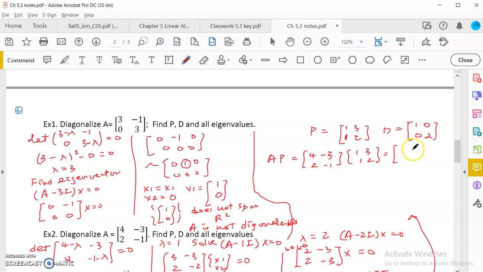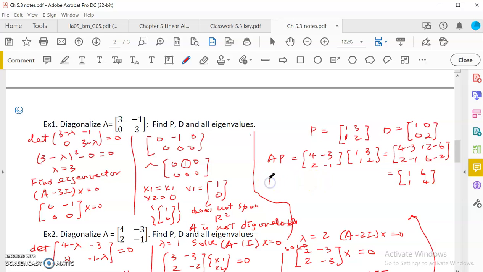So before, minus 3, multiply this: 2, 12 minus 6. 2, 1, 1 is 2 minus 1, 2, 6 minus 2, equal to 1, 6, 1, 4.